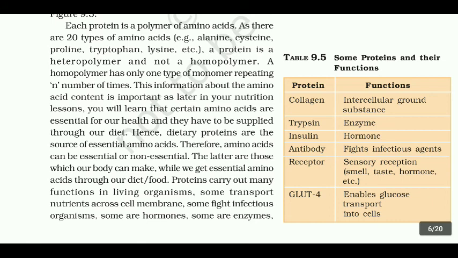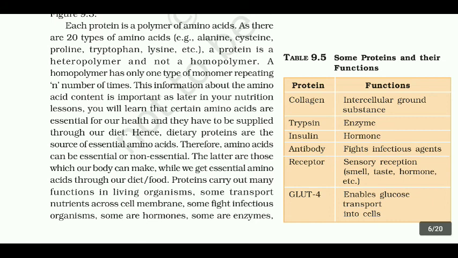This information about the amino acid content is important, as later in your nutrition lesson you will learn that certain amino acids are essential for our health and they have to be supplied through our diet. Hence, dietary proteins are the source of essential amino acids. Therefore, amino acids can be essential or non-essential. The latter means non-essential are those which our body can make, while we get essential amino acids through our diet, food.